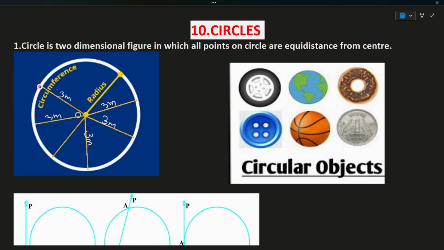For example, this is one point. This is 3 meters away from the center. Let us imagine one more point here. This is also 3 meters from the center. Let us imagine one more point on the circle. This is also 3 meters from the center. The same thing is explained in point number 1. The circle is a two-dimensional figure in which all points on the circle are equidistant from the center.